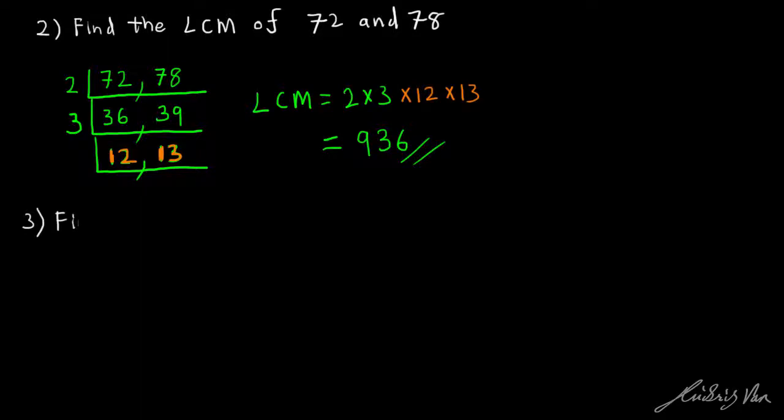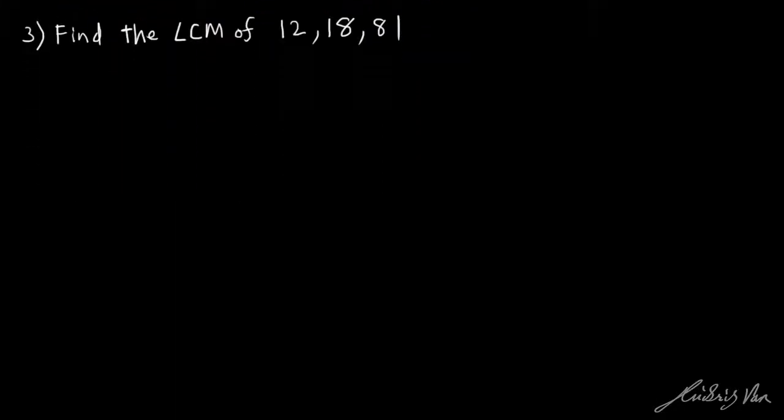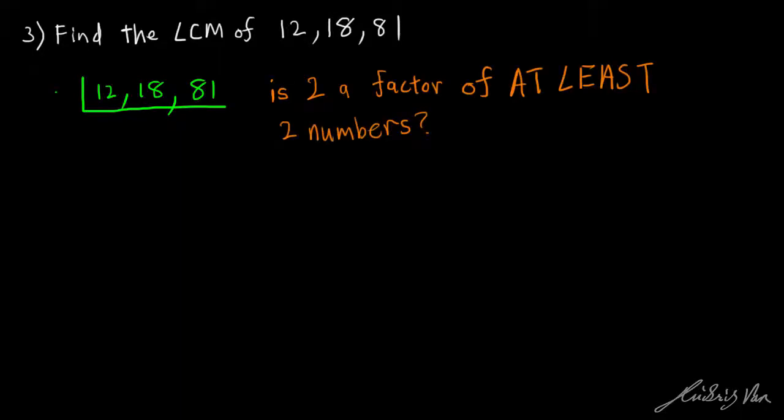Now let us take a look when 3 numbers are given. So find the LCM of 12, 18 and 81. Like always, we list them out. But something different here compared to HCF is, as long as 2 is a common factor of at least 2 numbers, in this case is 12 and 18, even though 2 is not a common factor of 81, we can still divide them by 2. So what we do is divide the 2 number by 2.